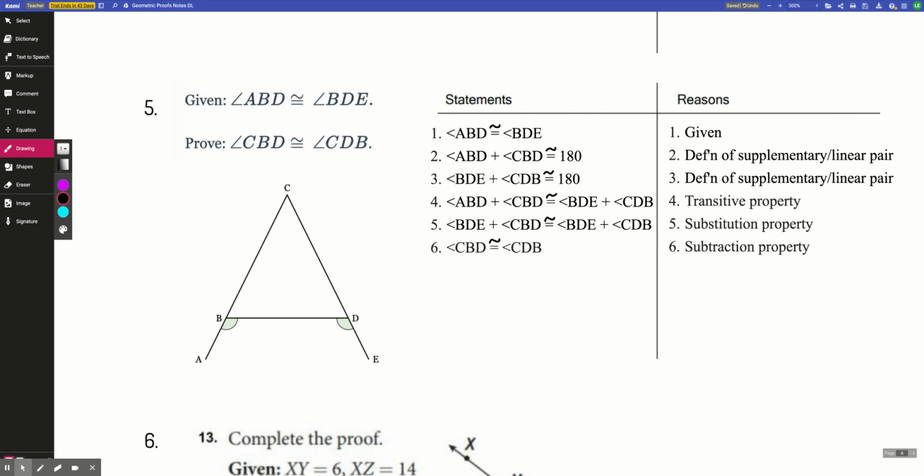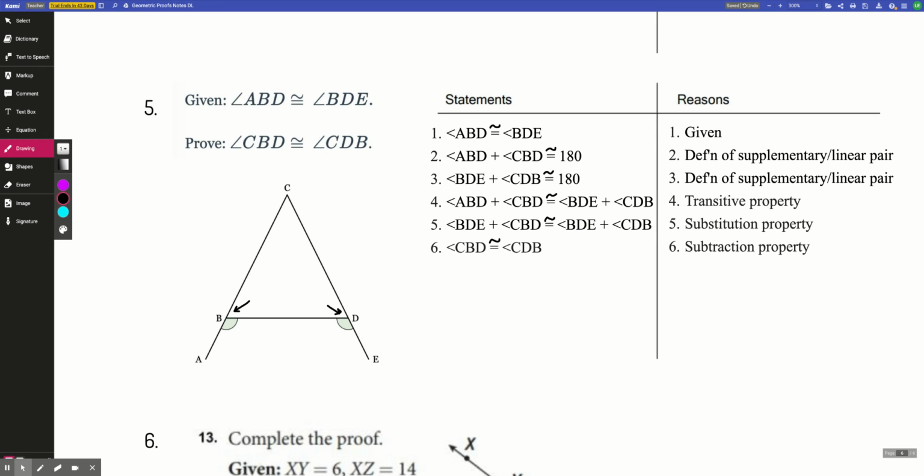So I'm starting with what was given to me, which is that these two angles right here, ABD and BDE, are congruent. They're marked with their congruent symbols, right, using the little arches. And what we're trying to show is that these two angles right here, this angle and this angle, are congruent. And just looking at the picture, it kind of makes sense that they would be congruent.